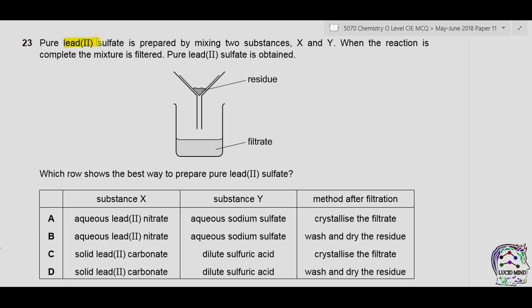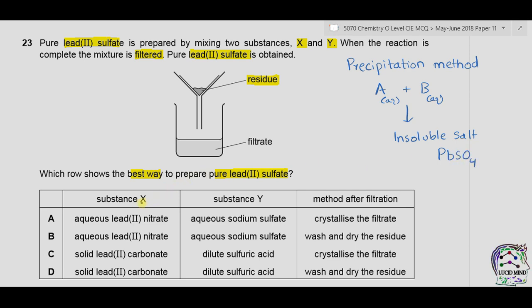Question 23. Pure lead 2 sulfate is prepared by mixing two substances X and Y. When the reaction is complete, the mixture is filtered. Pure lead 2 sulfate is obtained. We have this residue, which is lead 2 sulfate because lead 2 sulfate is insoluble. Which row shows the best way to prepare pure lead 2 sulfate? Now, as lead 2 sulfate is insoluble, so therefore it will be prepared by precipitation reaction. In precipitation method, we take two solutions that are soluble and they react together to form insoluble salt, which in this case is lead 2 sulfate.